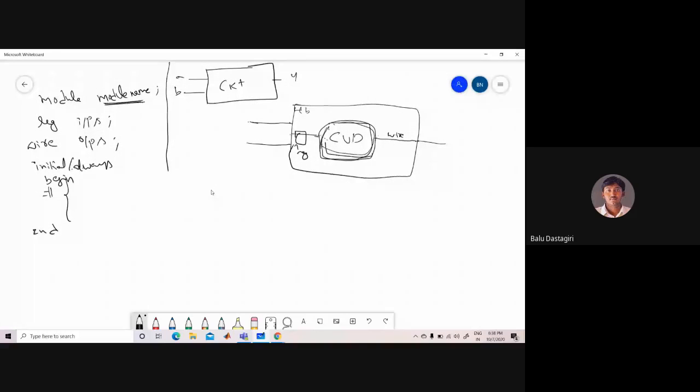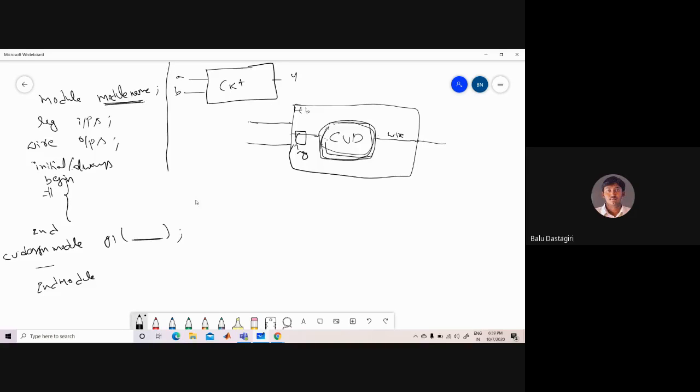Then we have to instantiate the program for which you are writing the test bench. Here, the circuit under design module name should be there, followed by the label name, followed by the list of port names as it is. After that we can use a system task in order to print the output. After that, end module. So this is the test bench structure.